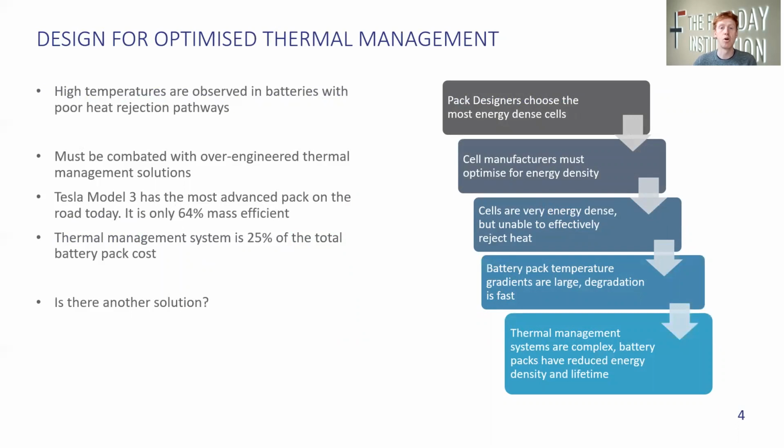Battery pack designers attempt to combat this problem with over-engineered thermal management solutions. They are heavy and demand lots of power. Only 64% of the Tesla Model 3 battery pack is lithium-ion cells, and the thermal management system makes up most of the remaining mass. At cell level, energy density may be optimized, but at pack level, it's certainly not.